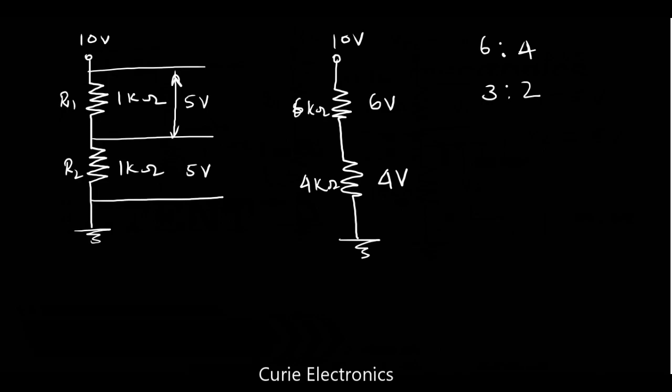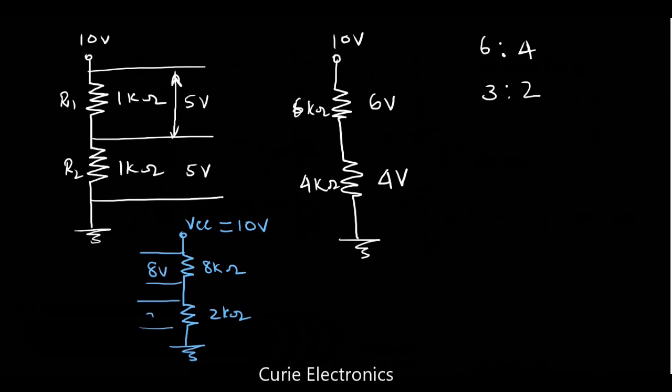Anyway, before that, let me draw one more proportional example. We have 10 volt VCC, then we have an 8 kilo ohm resistor and a 2 kilo ohm resistor. Now what is the voltage drop across the 8 kilo ohm resistor? VCC equal to 10 volt. Usually you will say it is in the ratio of 8:2. So here 8 volt is going to drop, and the remaining 2 volt has to be here.